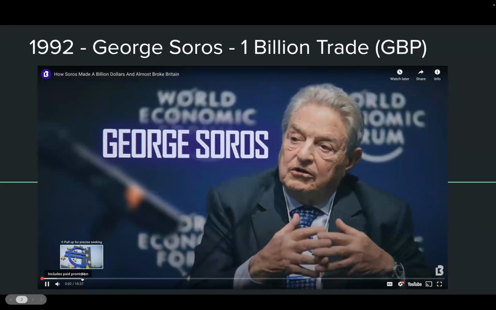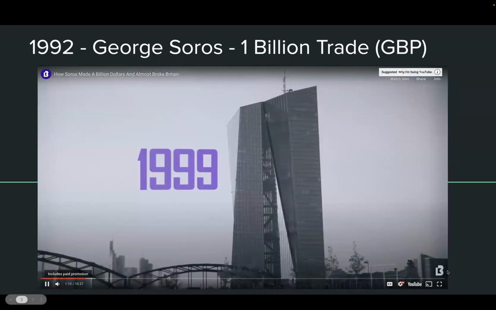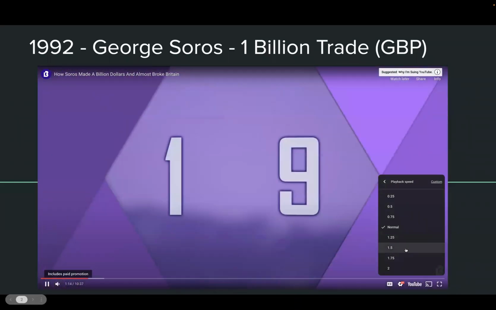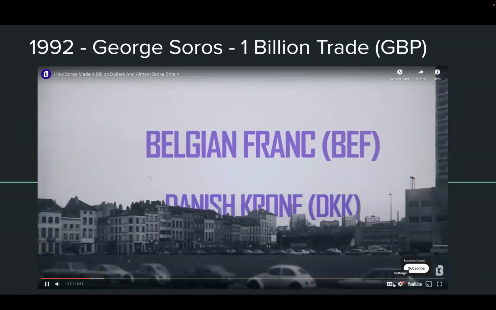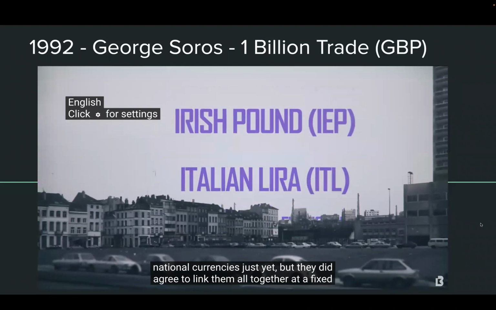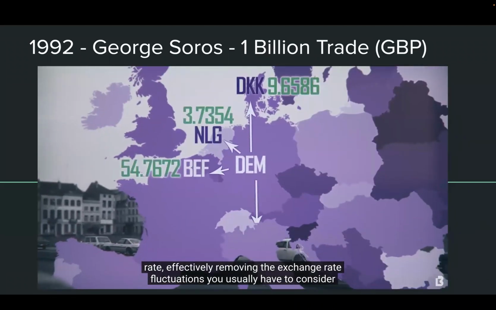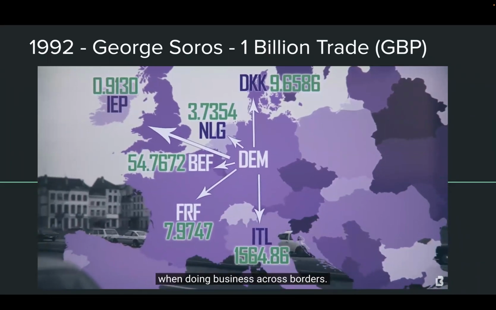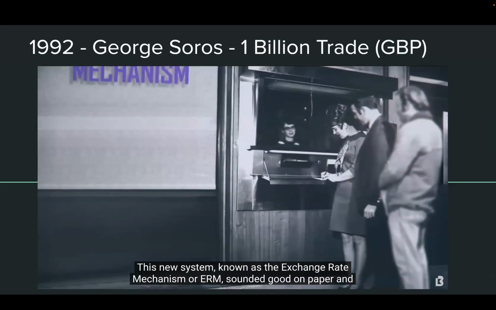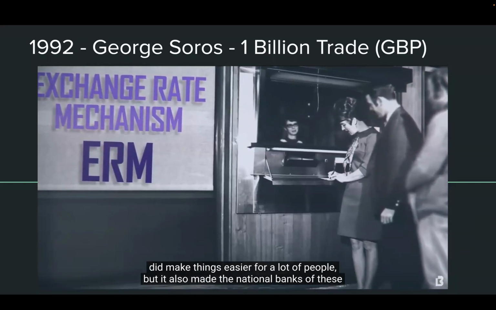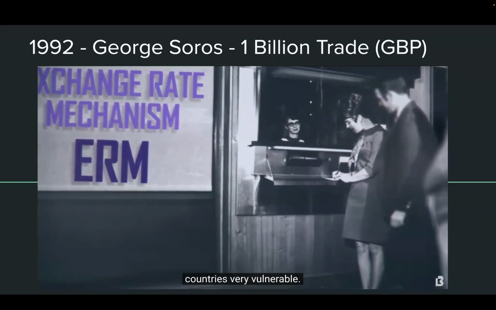George Soros, a man, 1999, Europe had another system to manage its currencies. Back in 1979, the countries of the European community weren't ready to give up their national currencies just yet, but they did agree to link them all together at a fixed rate, effectively removing the exchange rate fluctuations you usually have to consider when doing business across borders. This new system, known as the Exchange Rate Mechanism, or ERM, sounded good on paper and did make things easier for a lot of people, but it also made the national banks of these countries very vulnerable.